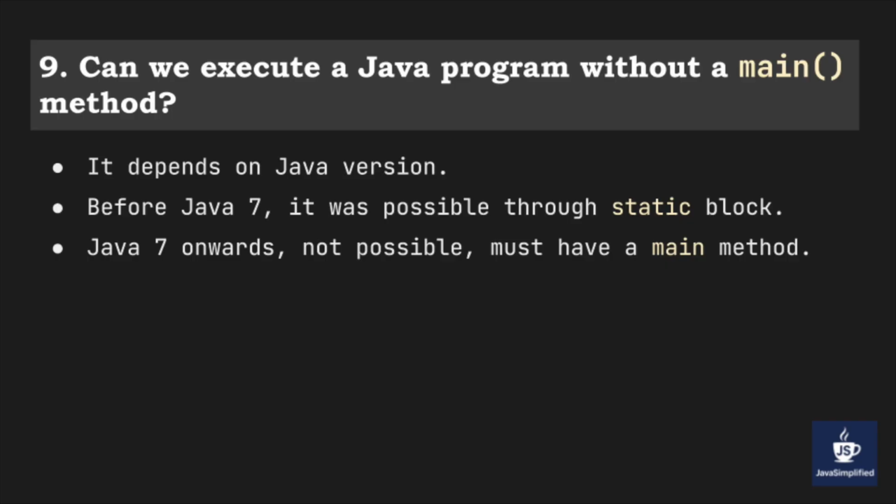Next, can we execute a program without a main method? The answer is yes and no both. It depends upon your Java version. If you are using a Java version older than 7, then it is possible through a static block. The code inside static would execute as soon as the class is loaded into the memory. But Java 7 onwards, we must have a main method. The JVM specifically looks for the main method signature before doing anything else. If it is missing, you will get a no such method error.